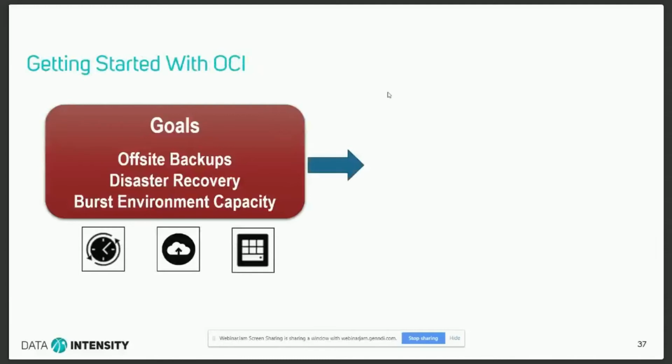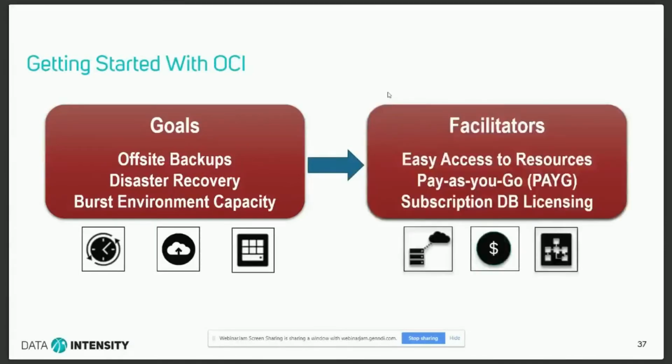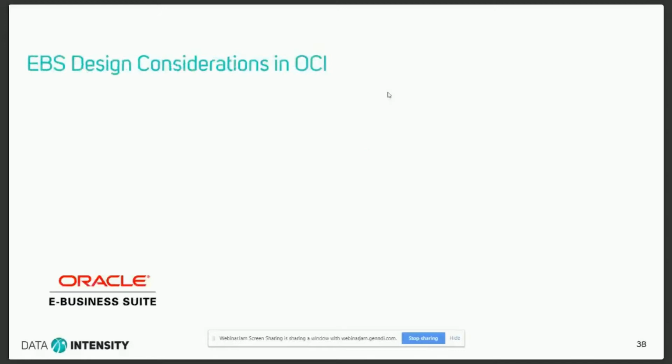Getting started with the project, there were really three key goals: offsite backups, disaster recovery, and burst environment capacity in non-production. And some of the things that we took advantage of was pay-as-you-go licensing, subscription database licensing, and being able to provision new development environments without the customer having to buy more software.